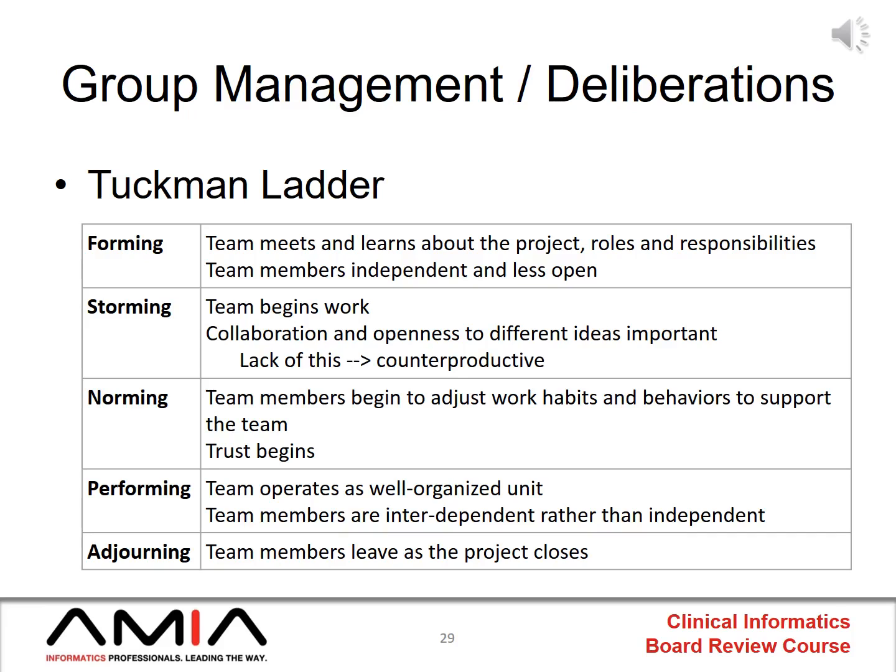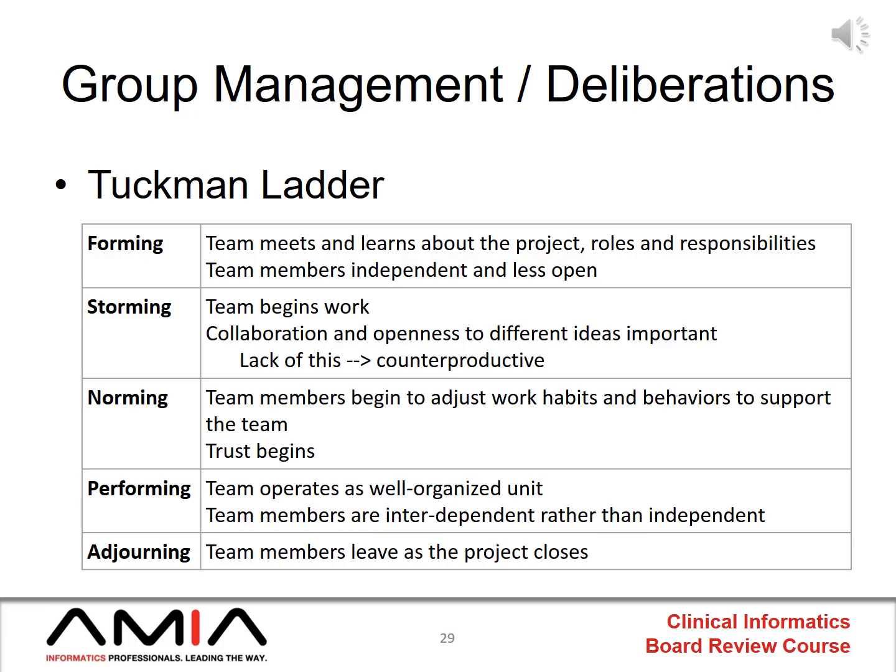The third stage, norming, is where team members really begin to start to adjust their own work habits and behaviors to support the team and also to know who on the team they should go to for various tasks and help. This is where trust really starts to begin.